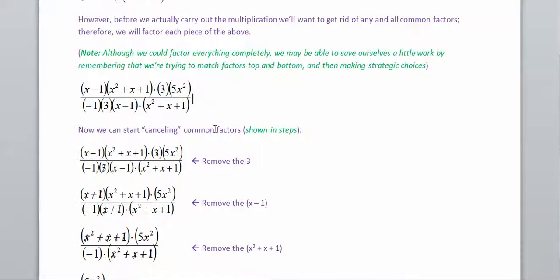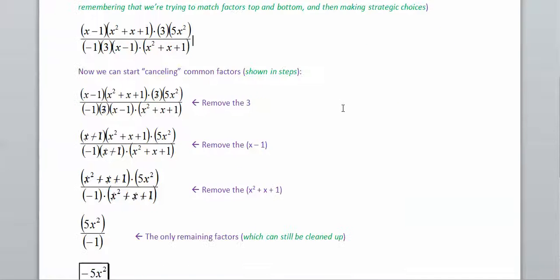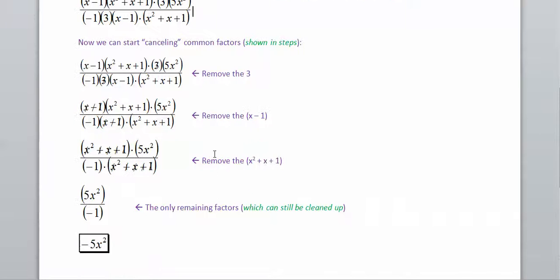So now that we've got everything factored, we can start canceling out any common factors, and I'm showing this in steps here. First off, the 3's are in common, so we can remove those. Next, the quantity x minus 1 is in common, so we can remove those. And then finally, the quantity x squared plus x plus 1 is in common to both top and bottom, so we can remove that. Now the only thing left is up top a 5x squared, on the bottom a negative 1, and since we can actually carry out that division, we end up getting negative 5x squared.